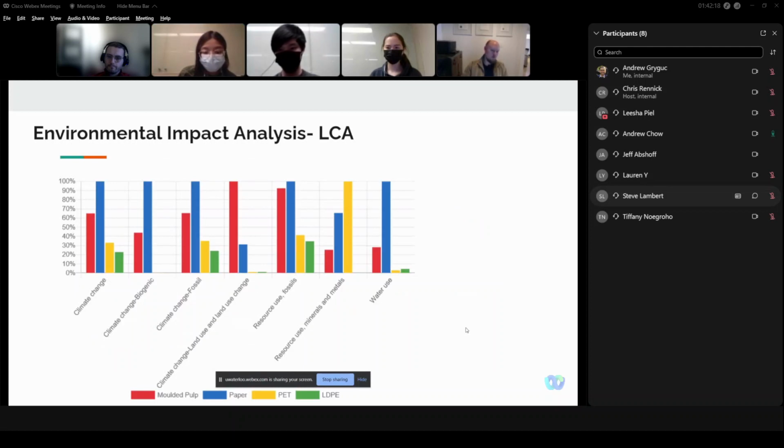So in addition to the EduPack results, an LCA was completed that compares molded pulp, paper, PET and LDPE. In terms of our product, it's a life cycle analysis from cradle to grave for LDPE and cradle to cradle for the others. As you can see, given the results of the production process of LDPE, this is to be further investigated in the next steps.